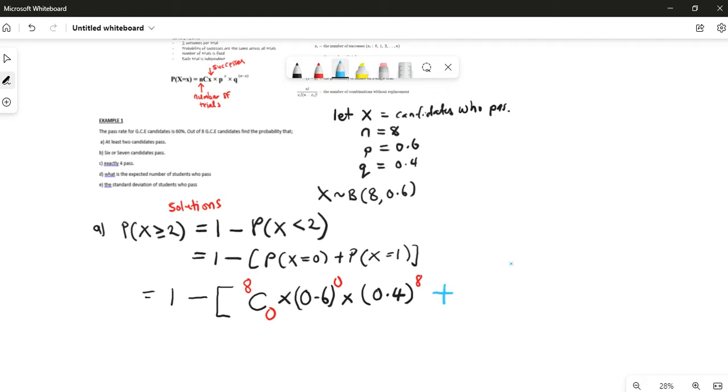Plus, now we're focusing on the probability that one student passes. So we're going to put our C here, number of trials 8, x equals 1, so we'll put a 1 here. Multiply that by the probability of passing by one student, 0.6 here, raised to the power 1, multiplied by 0.4 to the power, so here it's 8 minus 1, that's power 7. All right.